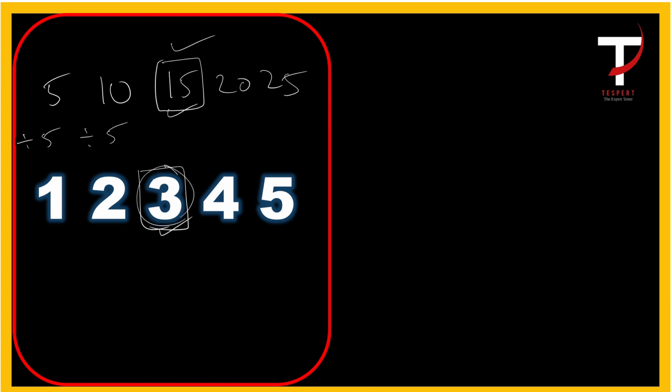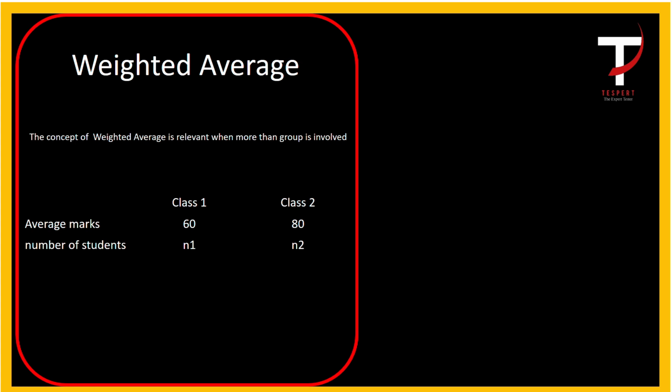The resultant value is 3, right? Concept of weighted average. Weighted average is a concept of average that is relevant when more than one group is involved, right? When more than one group is involved, we can consider that to be a weighted average. We can apply the concept of weighted average in that case. So weighted average simply means calculating the average of averages.